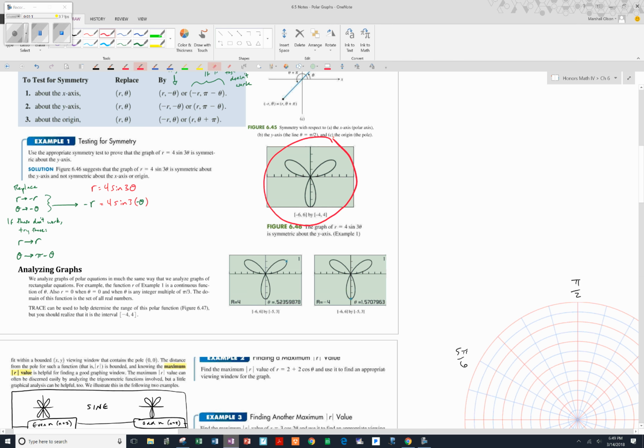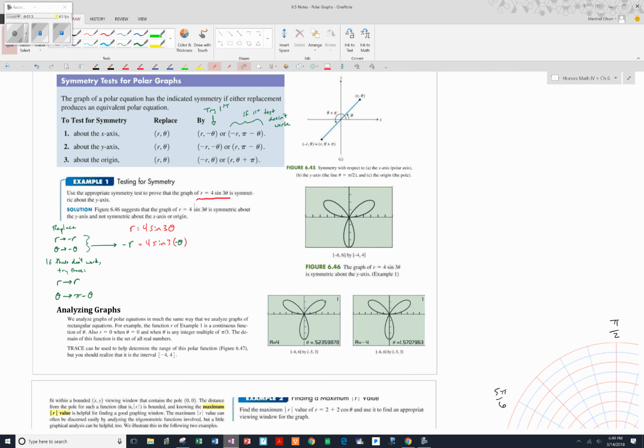What I want you to notice is that this graph looks like it is symmetric over the y-axis. The equation for that graph is r equals 4 times the sine of theta. And what we're going to do is prove algebraically that this is symmetric over the y-axis using one of the three tests that you see right here. Since we're looking at the y-axis, we're looking at number 2.